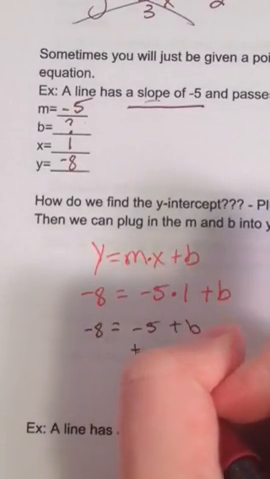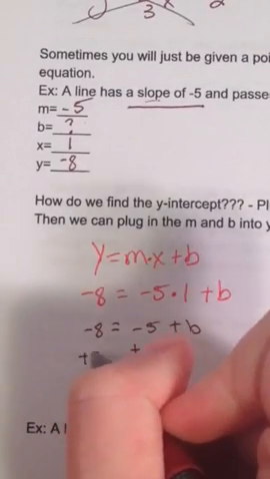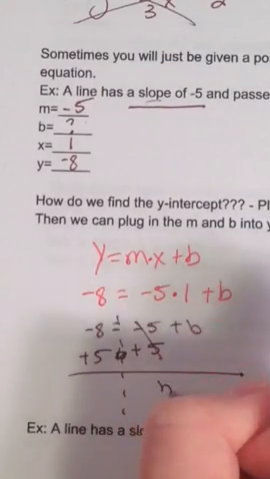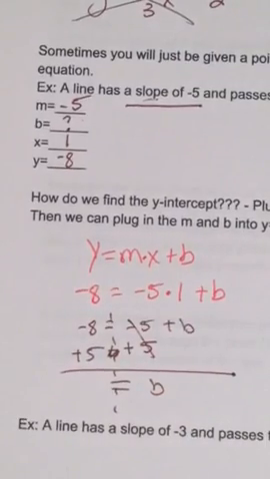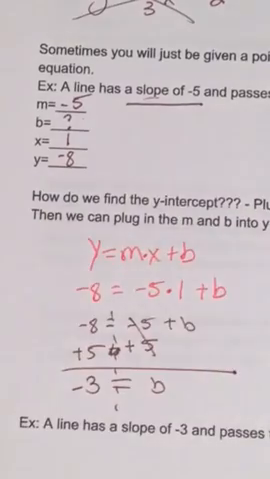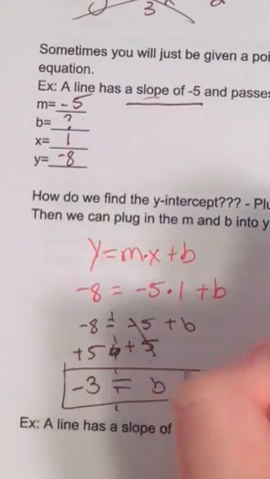So then I'm going to add 5 to both sides of my equation. So this cancels. Oops, I don't really need the equal sign there. Okay, so I get b equals -8 plus 5 is a -3. So b is -3.